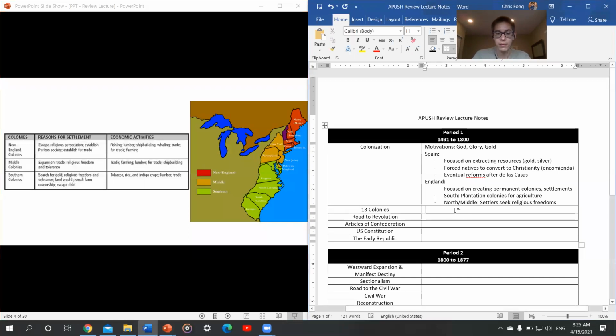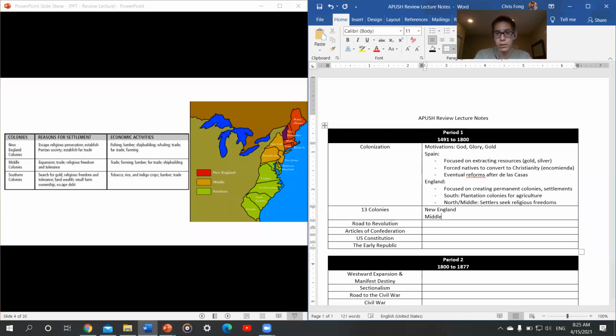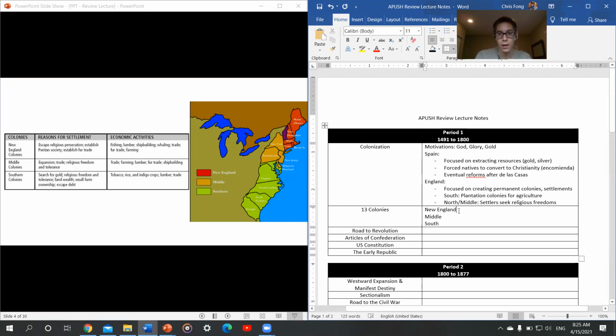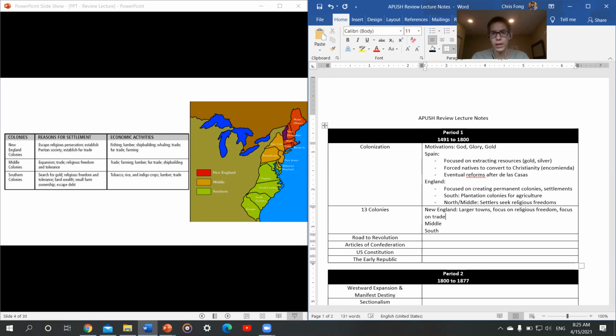So when we're talking about our different colonies, let's go New England, Middle, and South. The New England colonies, you oftentimes had larger towns. There was oftentimes a focus on religious freedom, and there was a focus on trade and shipbuilding because the land was not very fertile, not good for agriculture.